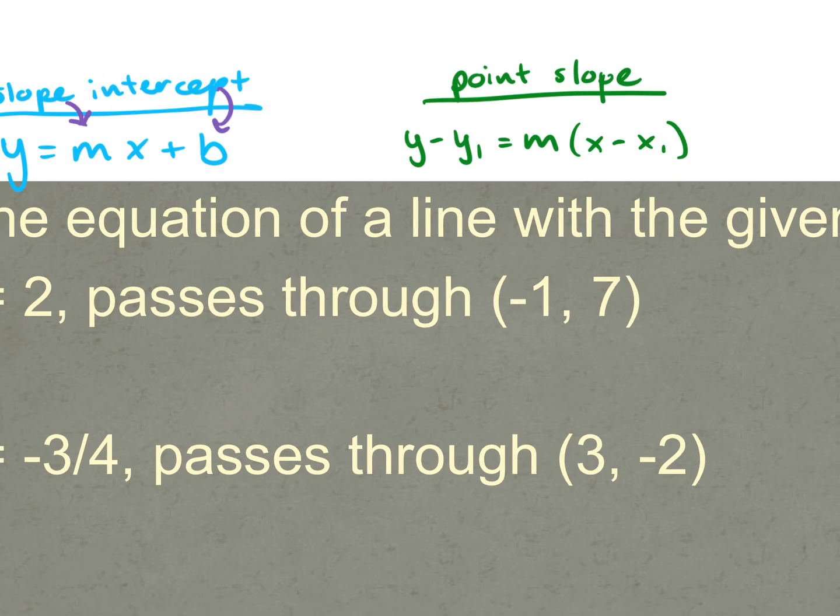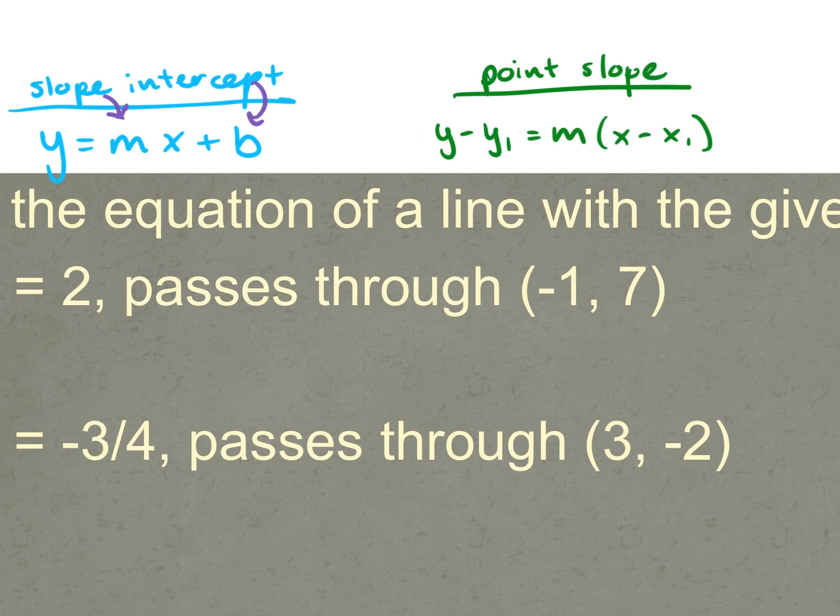So let's look at A. We're going to find the equation of a line with the given information. In A, it says that m is equal to 2, so our slope is 2, and it passes through -1, 7. So we're given the slope and a point. So which equation do you think we'd want to use? Point-slope form, because we're given the slope and the point.